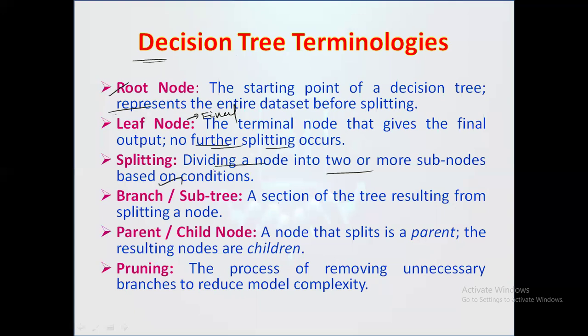Branch or subtree: a section of the tree resulting from splitting a node. We'll see one flow chart for this. Parent or child node: a node that splits is a parent, and the resulting nodes are children. And pruning, you know what the function of pruning is? Pruning means removing unnecessary branches. What is the purpose of reducing the unnecessary branches? To reduce the model complexity.